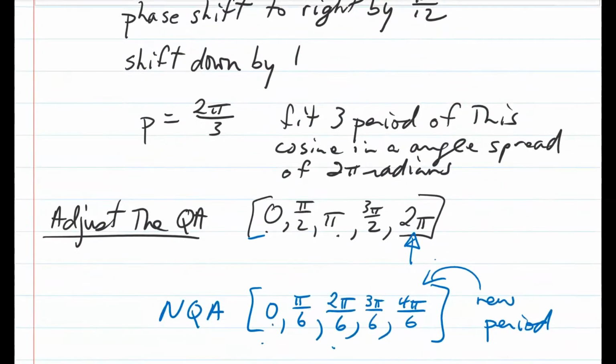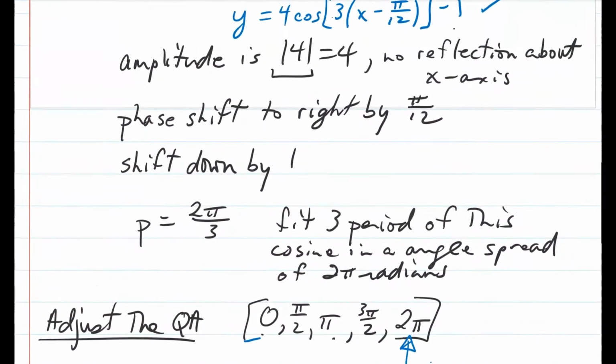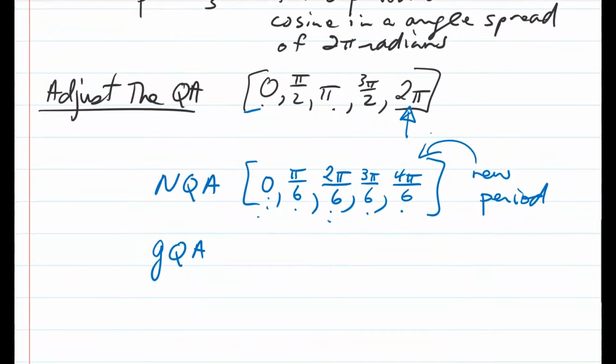Okay, so to get the GQA, we have to go look at what the phase shift is, because the phase shift is going to move every single one of these NQA, either right or left, by the amount of the phase shift. The phase shift is to the right by pi over 12. Now look at our NQA: 0, pi over 6. Oh, these are all in terms of 6 on the denominator.